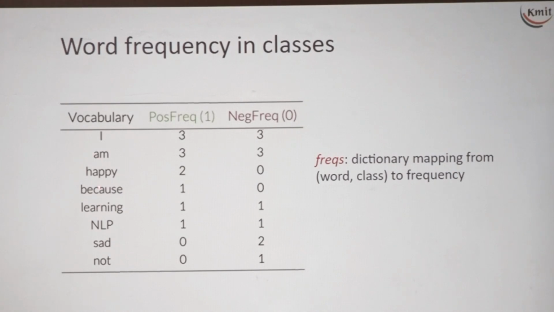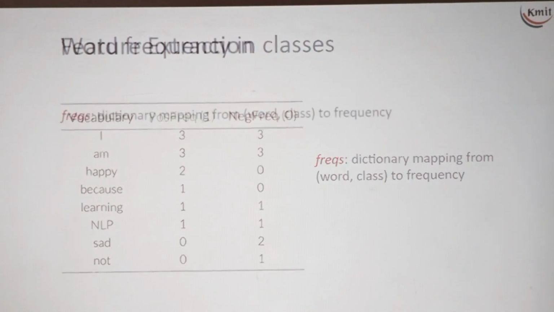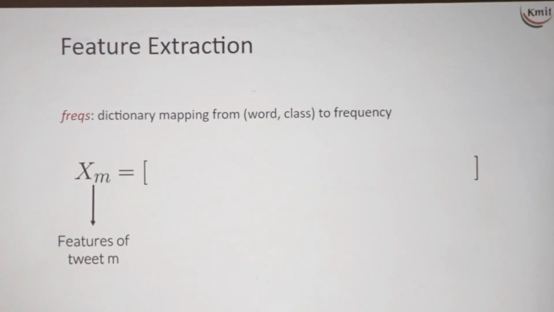The meaning is, happy is the word which, with the class positive, the positive classification, has appeared 2 times. Happy is the word which appeared 0 times in the negative tweets with the class 0. Okay. Your feature vector will be a dictionary whose key is a tuple with word and class, and its value will be the number of times it has occurred, the frequency, right?